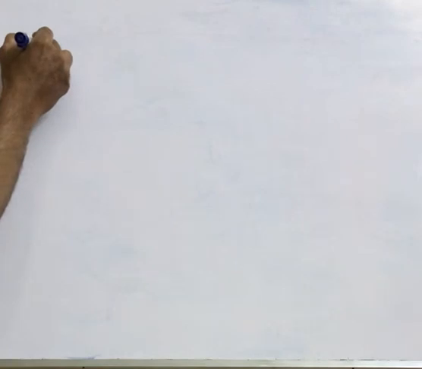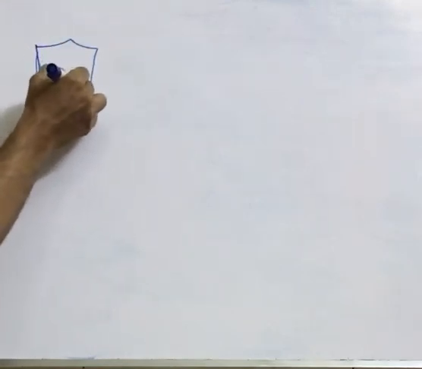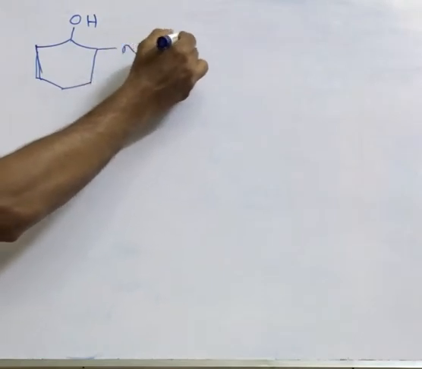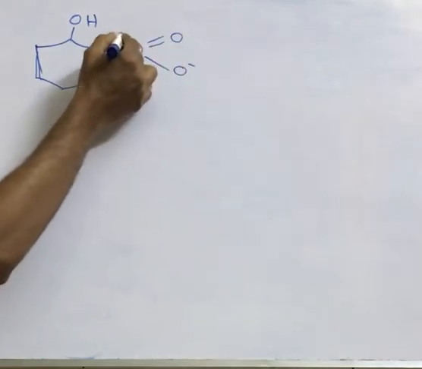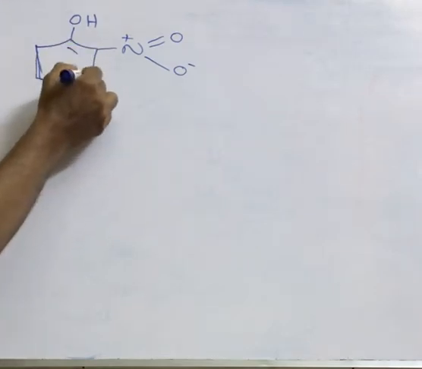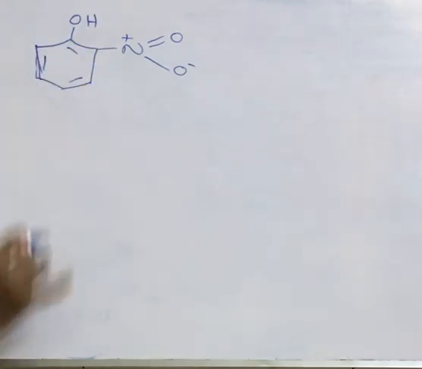Ortho-nitrophenol, you can see, OH and NO2. This is called ortho-nitrophenol. This is more acidic than ortho-methoxyphenol. Clear? So how can we explain that? Any given phenols are acidic, as we know.